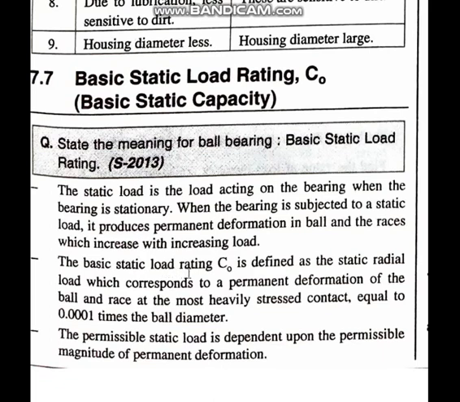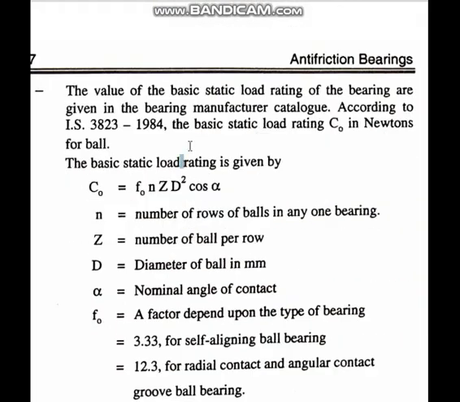The basic static load rating, C0, is defined as the static radial load which corresponds to a permanent deformation of the ball and race at the most heavily stressed contact equal to 0.0001 times the ball diameter. You see, the permanent deformation comes to 0.0001 times the ball diameter. That load is called the basic static load rating, C0. See, for very accurate applications, even that plastic permanent deformation is of importance.